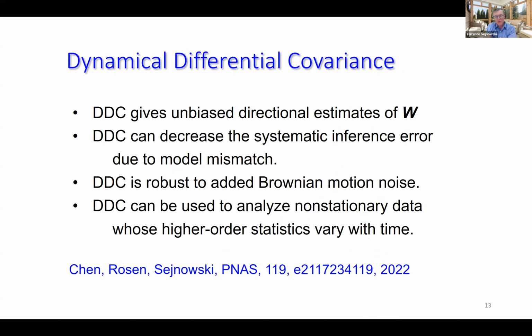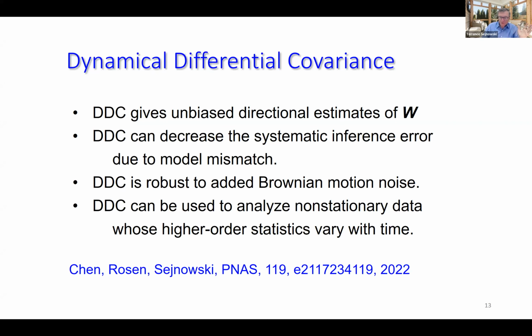DDC is robust to added Brownian motion noise. I didn't show you this, but you can add a lot of noise and it still is able to give you good results. And you can use it for analyzing non-stationary data whose higher order statistics vary with time. That is to say, a little window that you move along, and you can see as it changes, you'll be able to pick out the connectivity, despite the fact that the covariance structure is changing.